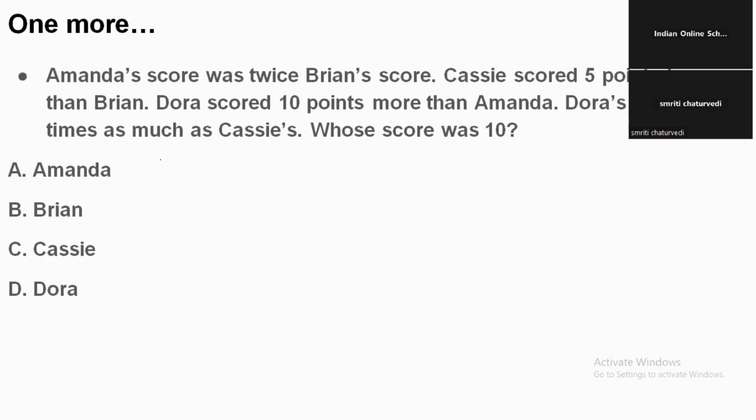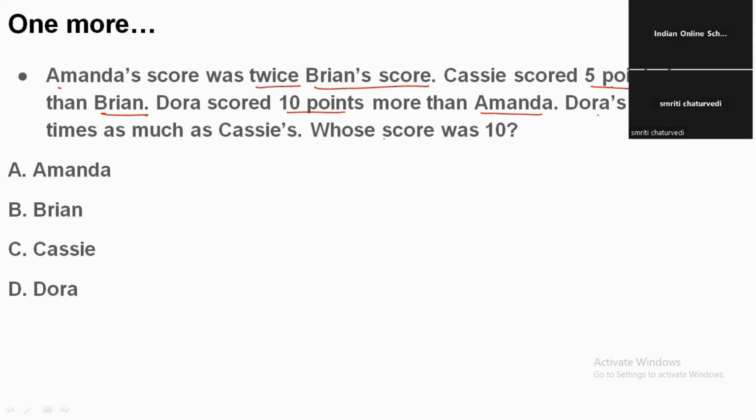Let's take one more example. Now you can see the question is written over here: Amanda's score was twice Brian's score. Casey's score was 5 points less than Brian's score. Dora scored 10 points more than Amanda. So Dora's score was 6 times as much as Casey's, whose score was 9.